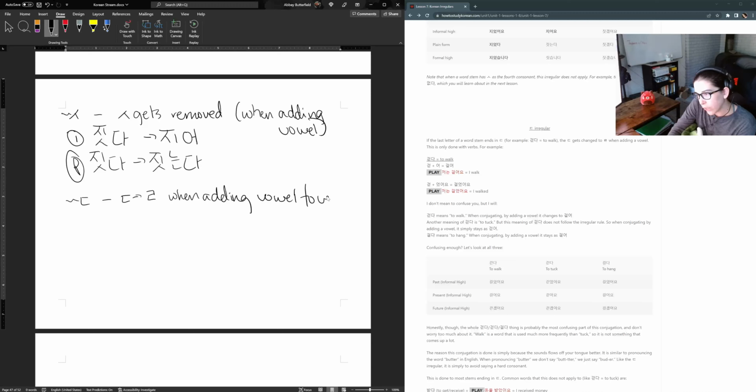...to verb. So only verbs. So 걷다 would turn into 걸어. 걷다 means to walk. When conjunctioning by adding a vowel, it changes to 걸어. Another meaning for 걷다 is to tuck, but this meaning of 걷다 does not follow the irregular rule. So when conjunctioning by adding a vowel, it simply says 걸어.